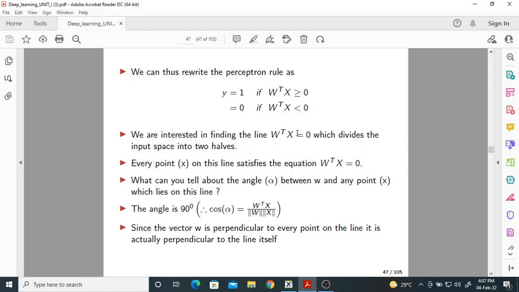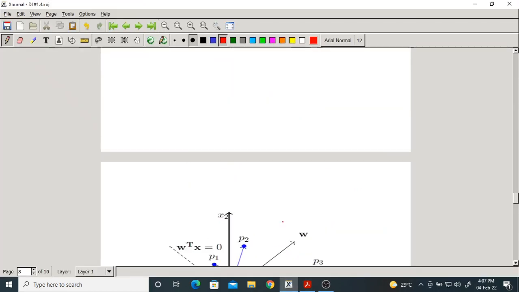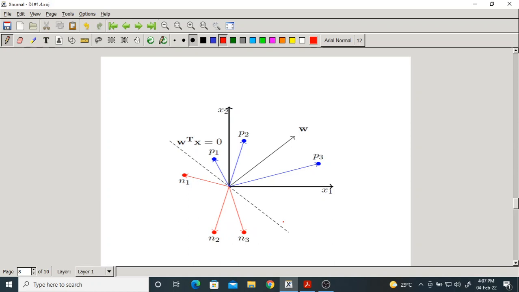W transpose X equal to 0. This is a boundary which divides the space into two halves. This dotted line is the boundary, and it is dividing the space into two halves.